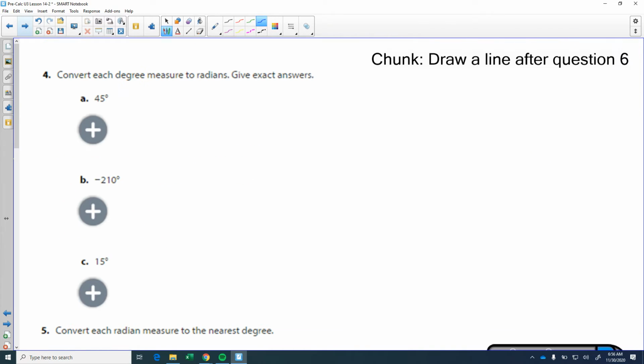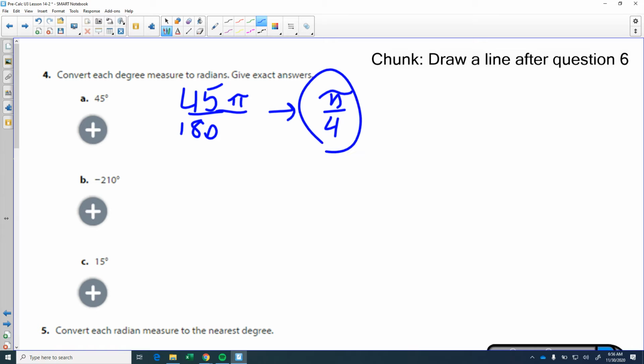Okay? So let's go ahead and work through that. If I wanted to convert these degree measures into radians, I would take 45 over 180, and then on top of that, I would multiply by pi on the top value. Now, 45 goes into 180 4 times, which means this would be basically 1/4, so this would be pi over 4 as a radian measure.